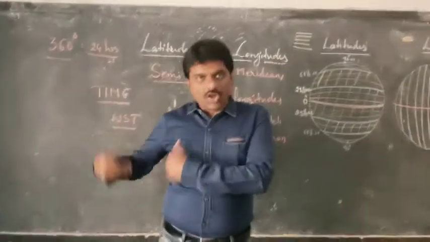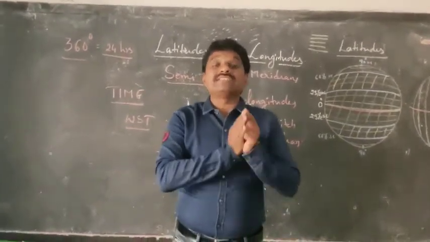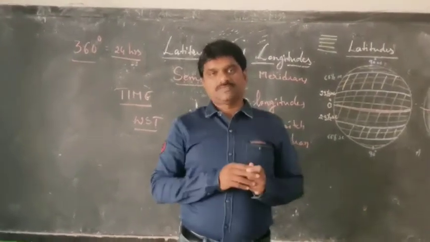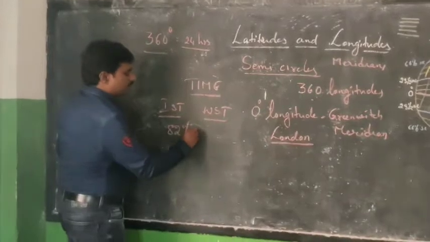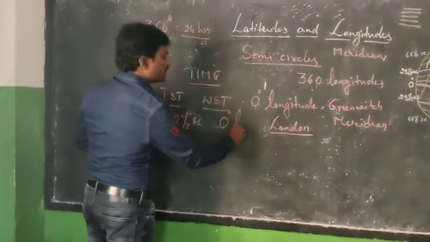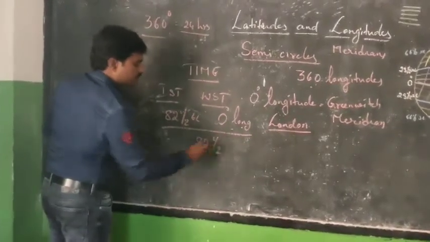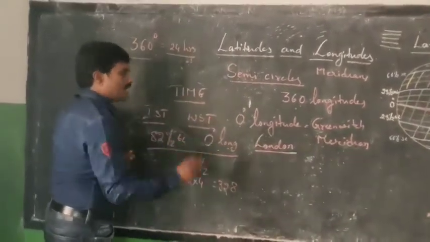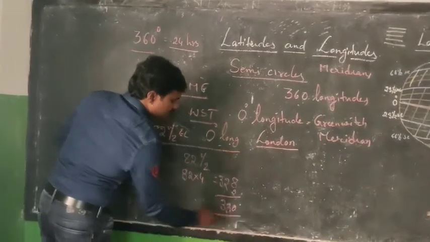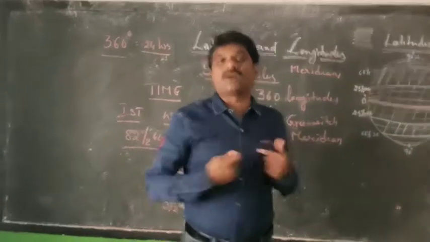As we have 0 degree longitude as world standard time, in India also we have a standard meridian, which is 82.5 degrees east longitude. The difference between 0 and 82.5 degrees is 82.5 longitudes. Each longitude takes 4 minutes to pass: 4 twos are 8, 8 fours are 32, and half a longitude takes 2 minutes, which comes to 5.5 hours. So the time in London will be 5.5 hours behind our time.